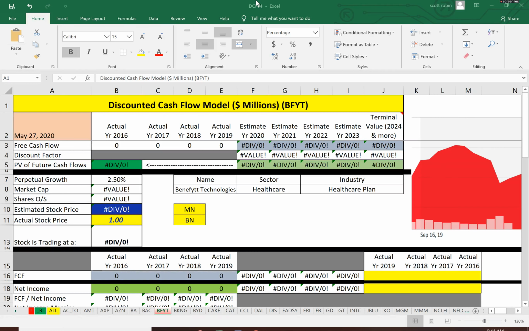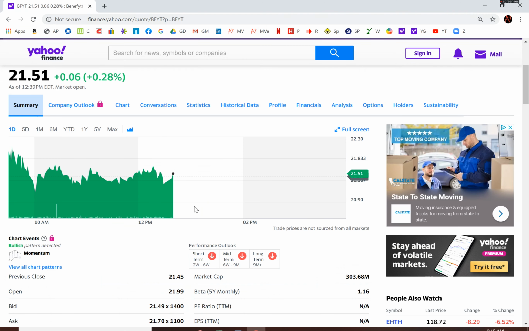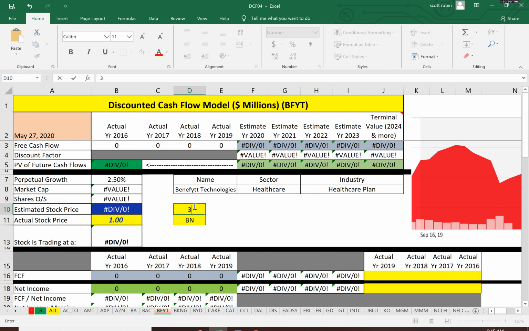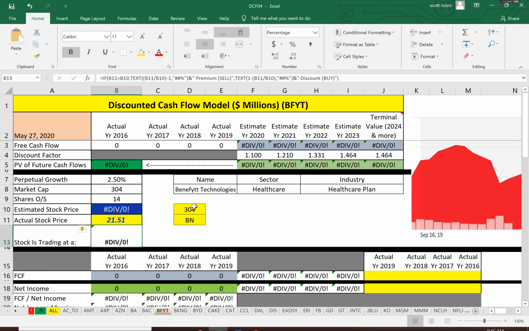So we're going to look at Benefytt Technologies, and we're going to calculate the intrinsic stock price of the company using prior financial information. So the first step is we need the market cap, which is 303.68 million. And now the stock price is 21.51. And next we need the free cash flow.